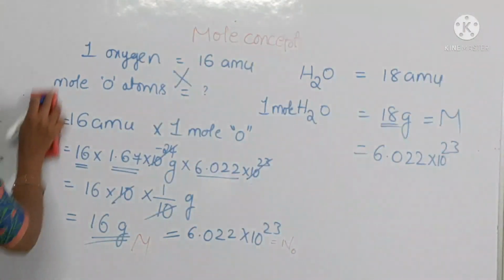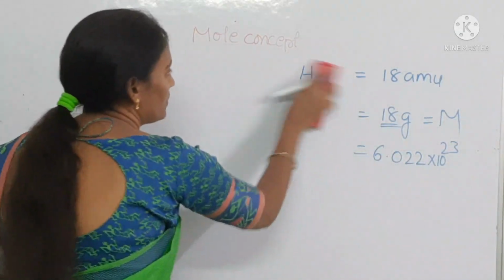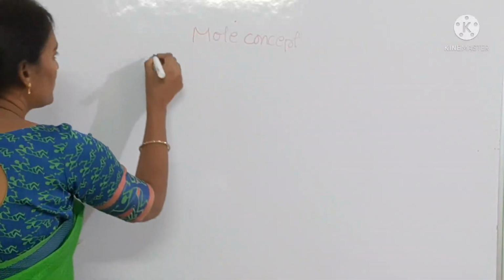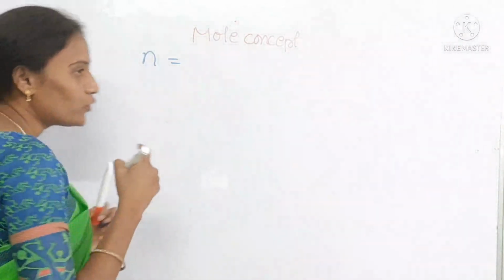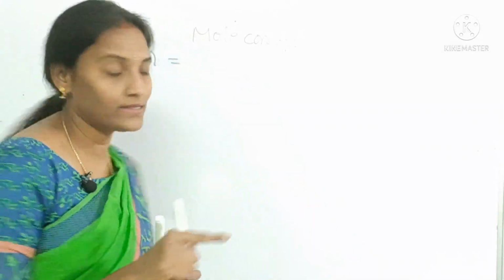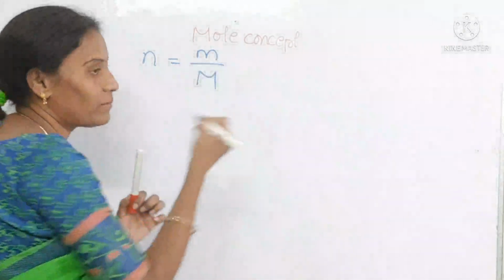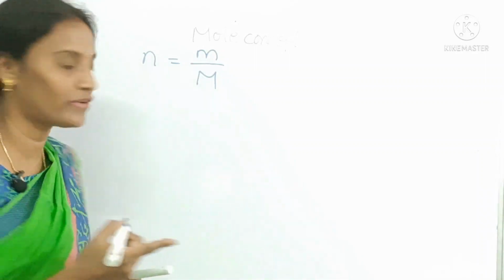See, for that you can use some formulas. Mole is indicated with the letter small n, students. If you want to calculate the mole number with respect to the mass, then you can take n = m/M. Here capital M is the molar mass, small m is the given weight.